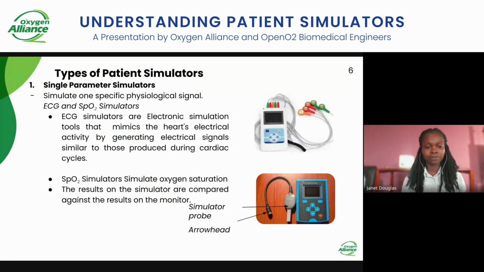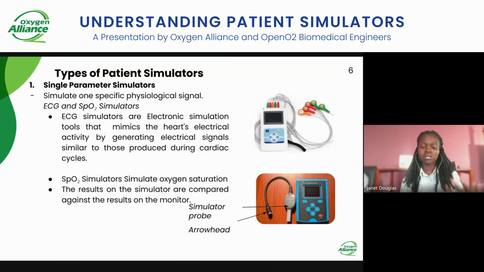So moving forward, I'll take you through the types of these patient simulators. Mainly we're going to look at 3 types. The first one is the single parameter simulator. It simulates one specific physiological signal. I'll give an example of an ECG simulator. This one will mimic the heart's electrical activity by generating electrical signals similar to those produced during the cardiac cycle of a human being.